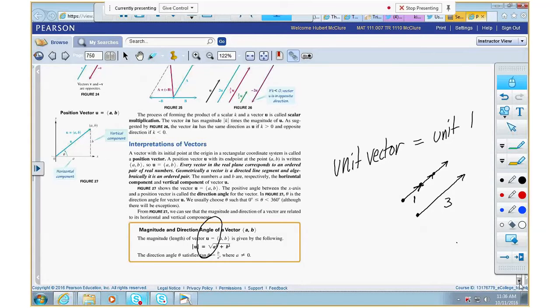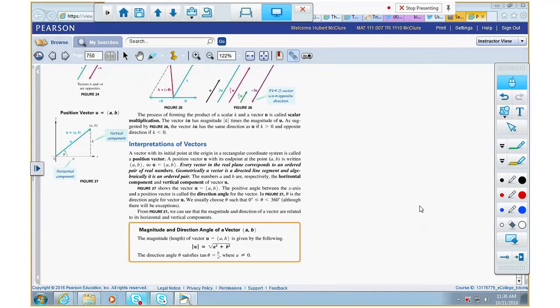All right, the magnitude. You need to write that down, but you already know it because it's based on what? What's that based on? Pythagorean theorem. So write it down. It's basically the hypotenuse. The hypotenuse is equal to the square root of a squared plus b squared.